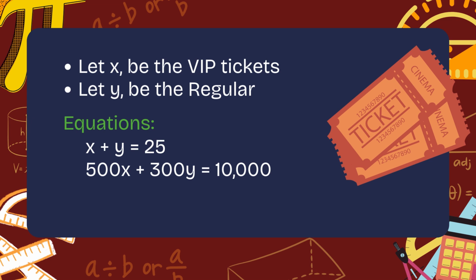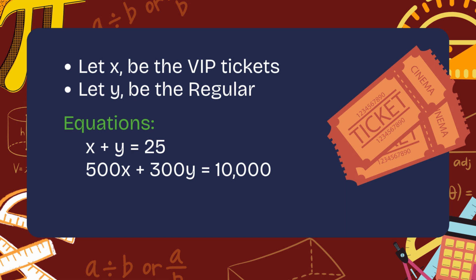So again, the first thing we will do is to represent the given. So we can let x be the VIP tickets and let y be the regular tickets. And we have two equations here. The first one is x plus y is equal to 25, simply because the sum of the VIP and regular tickets that have been sold is 25.